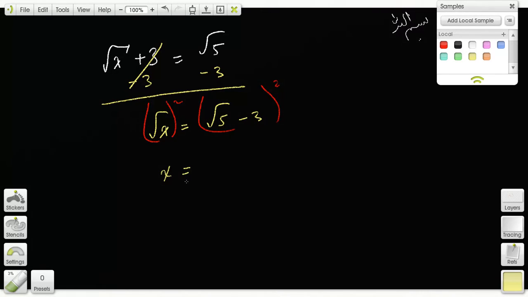X, right? And some students do this. Okay, silly thing. They square both sides, and then they write square root of x. No, wait a minute. You square it together. It's still there.